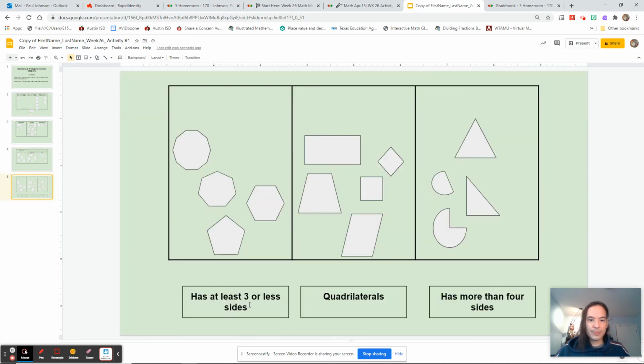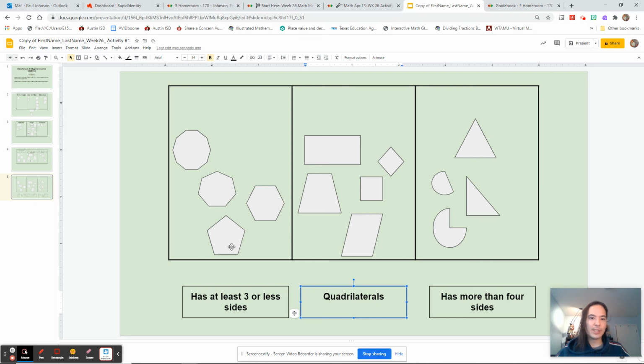And then finally, we have, once again, some polygons over here, some quadrilaterals over here, and then we have triangles and non-polygons over here. So let's see if we can label this correctly. So we're looking for quadrilaterals. So quadrilaterals, that means polygons with 4 sides. So these obviously have more than 4 sides.